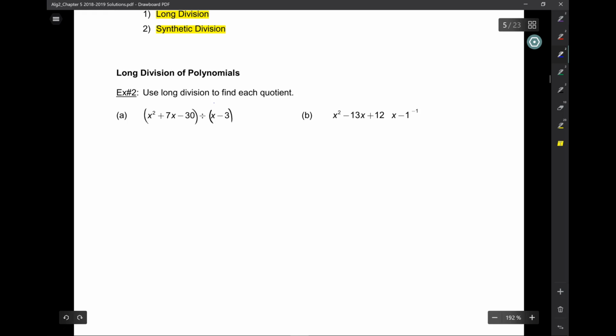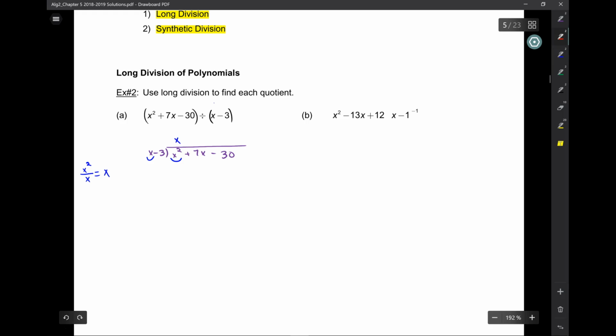So here we have something divided by something else. Just like before, we say x minus 3 divided into x squared plus 7x minus 30. Now, remember what the first step over there was? Divide one by the other. Here's how I do it: the first term by the first term. So x squared over x gives you x. You take that and you put it over there.